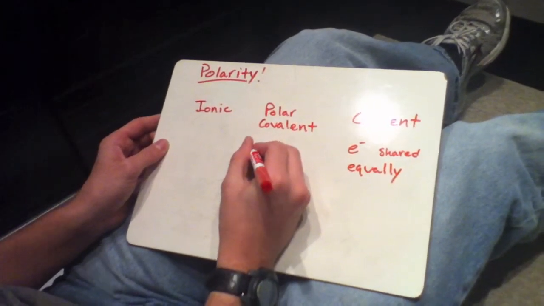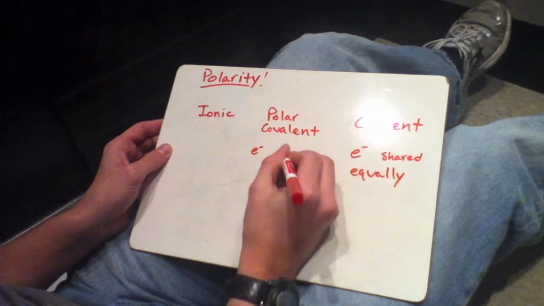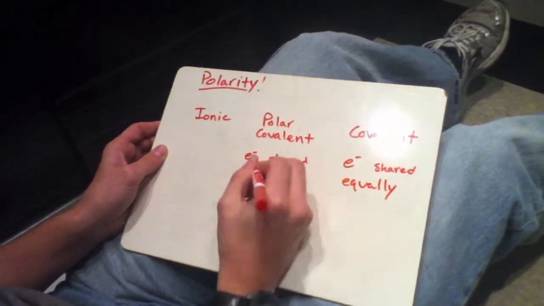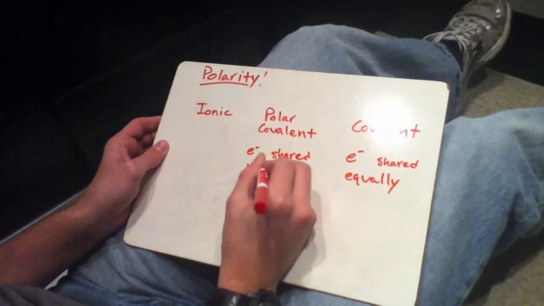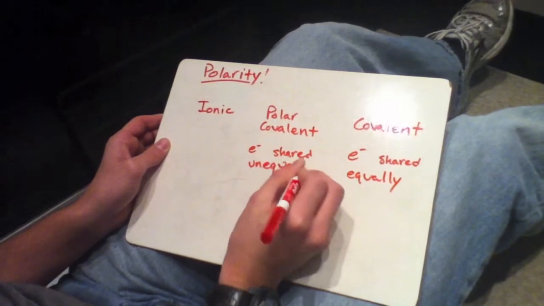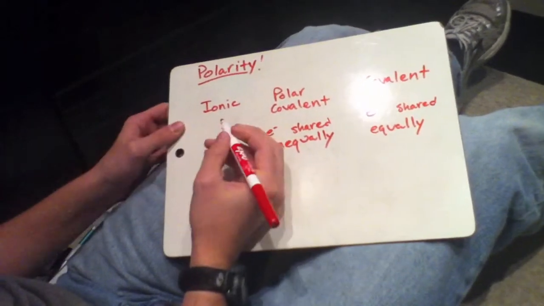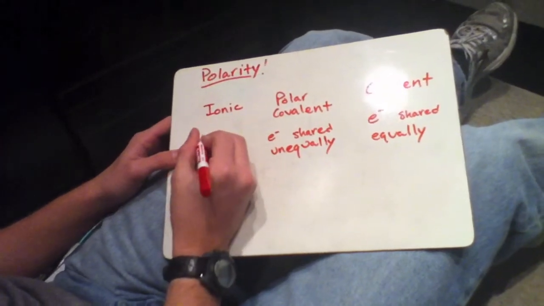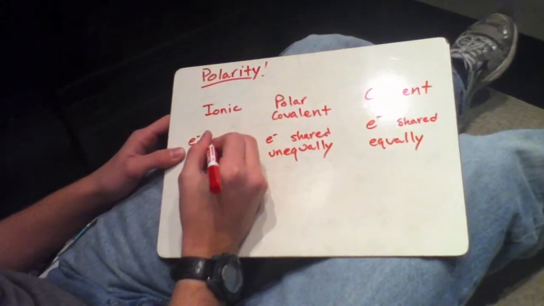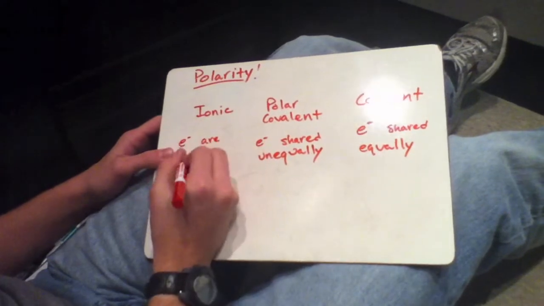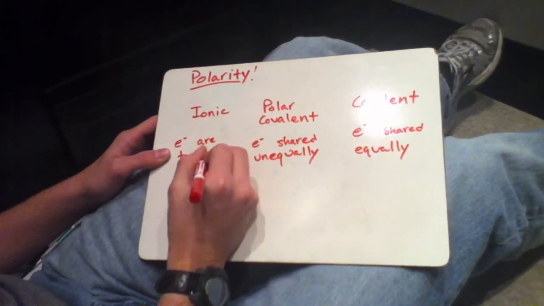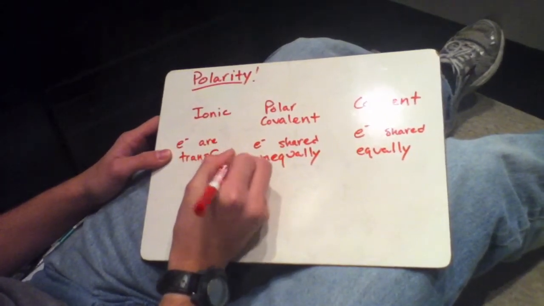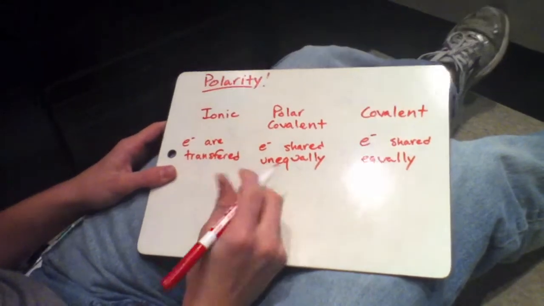No matter how little the difference in electronegativity is, there's always one that's pulling a little bit harder. So see, this is shared unequally. Then your ionic, this is where one's just completely taking the element, or electron. Electrons are transferred.